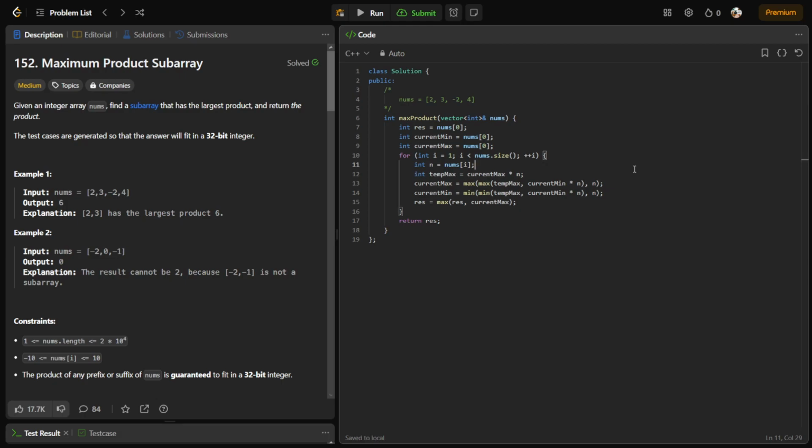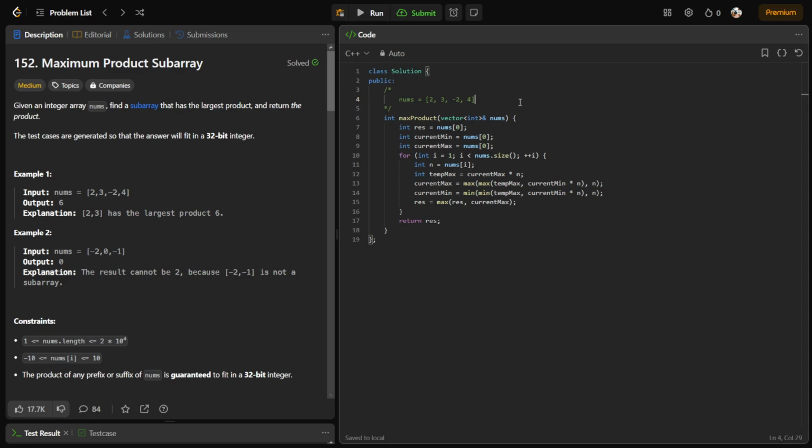LeetCode Problem number 152, maximum product subarray. So this problem gives us an integer array called nums, and our goal is to find a subarray that has the largest product and return the product itself. Here it just gives us the information that the answer will fit in an integer, right?